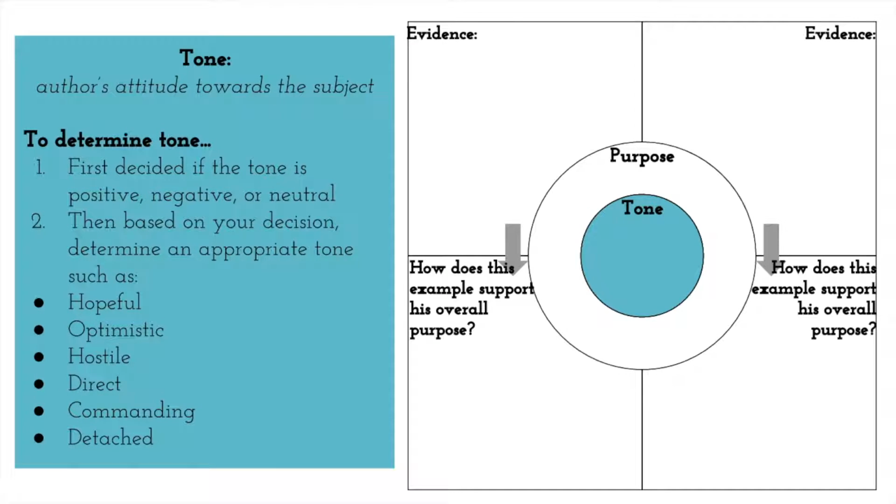Some hints provided to you were the definition of tone, which is the author's attitude toward the subject. To determine tone, first decide if the tone is positive, negative, or neutral. Then, based on your decision, determine an appropriate tone, such as hopeful, optimistic, hostile, direct, commanding, detached. These are just some examples of the tone words that were provided to you. Not all are appropriate for every excerpt of the speech, so you had to read your excerpt carefully to determine the tone that was being used in that point of the speech.